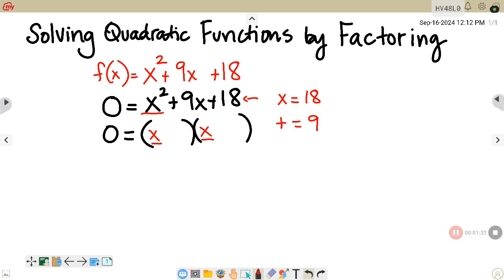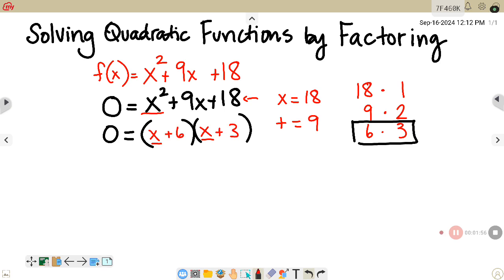So when you're thinking about the numbers that multiply to equal 18, you have 18 times 1, 9 times 2, and 6 times 3. And then you're looking for the one that also adds to 9, which would be a positive 6 and a positive 3. Since your signs are the same, it doesn't matter which order they come in.